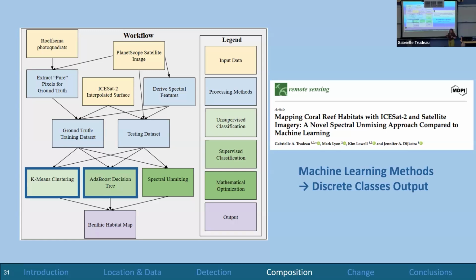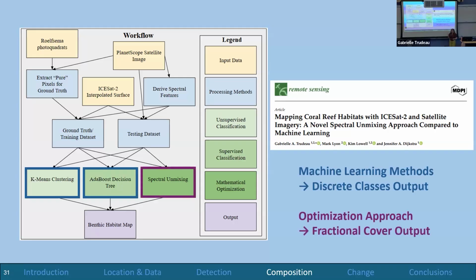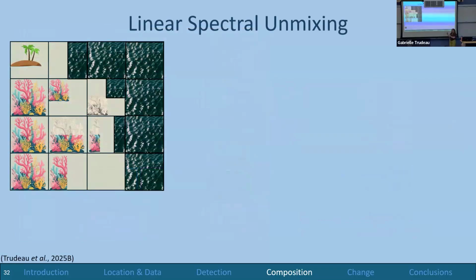We're not going to talk about those today, but they're there. But the discrete class outputs are very different than what we get out of an optimization-based approach, which gives us actually fractional coverage. So for every pixel, we can actually tell the fraction of each of the benthic classes in that pixel. So we're going to focus on that habitat map today. We're going to focus on spectral unmixing because I think it's cooler, among other reasons. But again, it's published in Remote Sensing if you need more information.